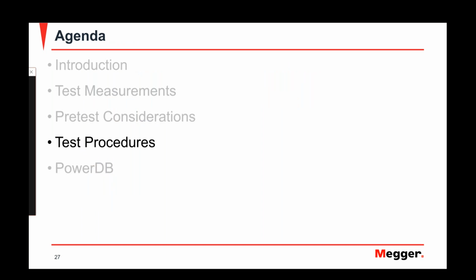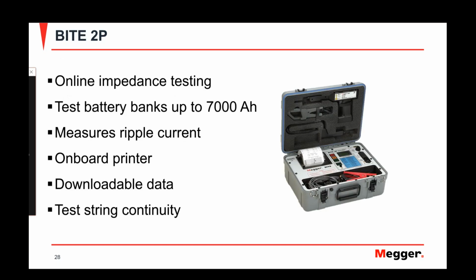So now we're going to move on to our next section where we're going to cover the test procedures for battery impedance testing. For battery impedance testing, we have two options. We have the BITE 2P and the BITE 3. They both offer the ability to record ripple current, cell impedance, take voltage measurements, and measure the intercell strap resistances across the string. However, there are some small differences.